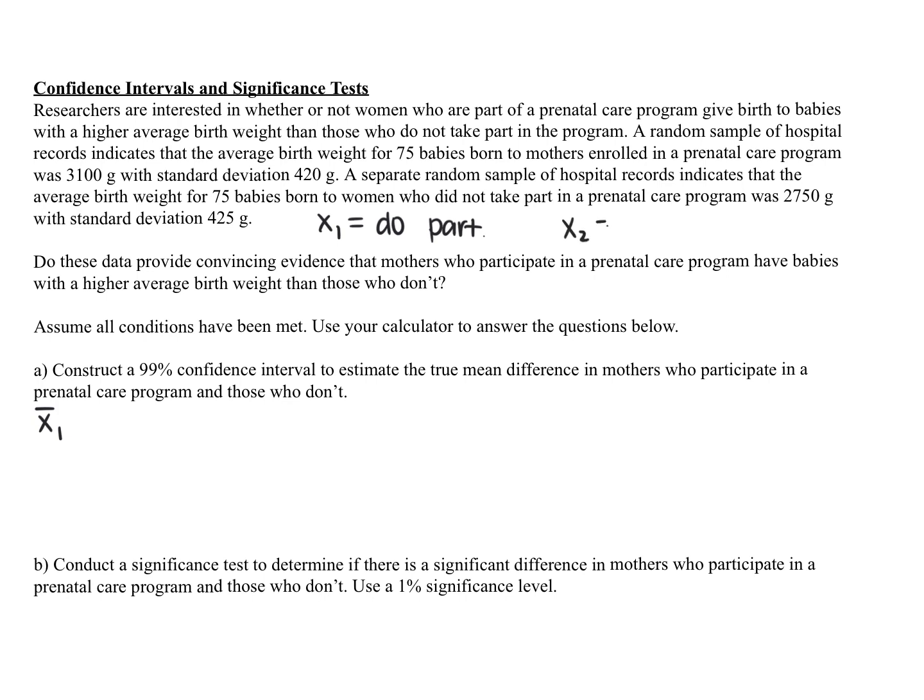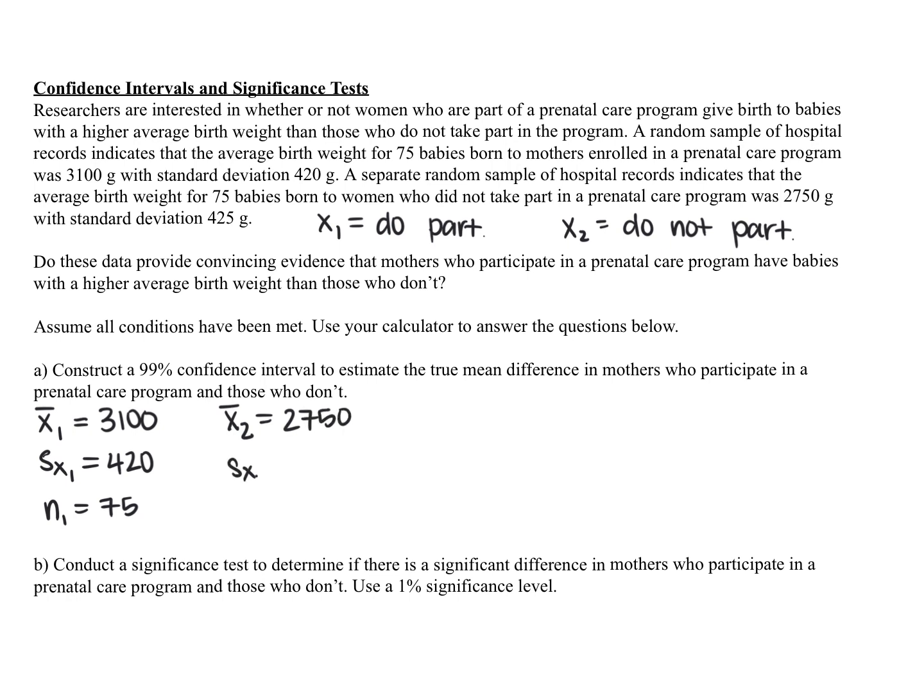And X2 is going to be do not participate. So X1 bar is 3,100, X1 is 420, and N1 is 75. X2 bar is going to be 2,750, X2 is going to be 425, with the same sample size of 75.